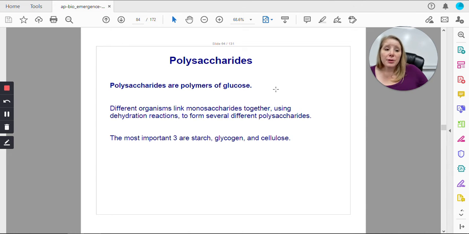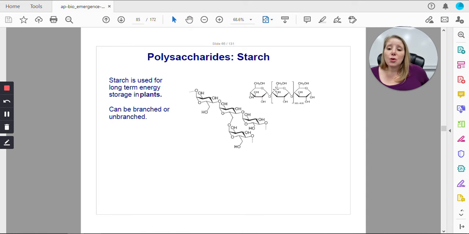Polysaccharides are polymers of glucose, so putting together many chains of the sugar. And different organisms link them together in different ways. The 3 most important ways are starch, glycogen, and cellulose. Starch is going to be long-term energy storage for plants. So the plants make their own sugars through photosynthesis. That's going to be your monosaccharide, your glucoses.